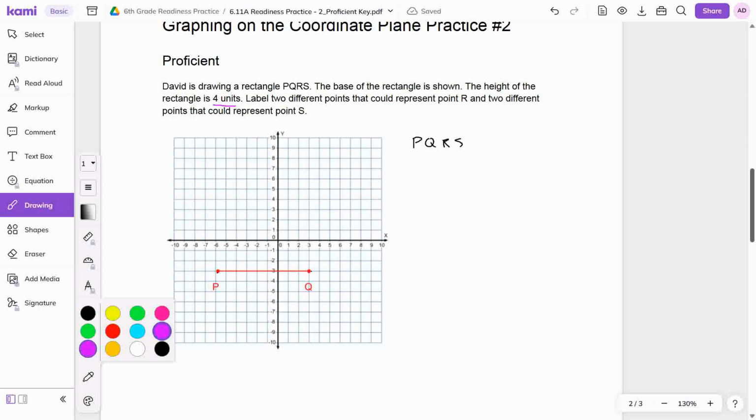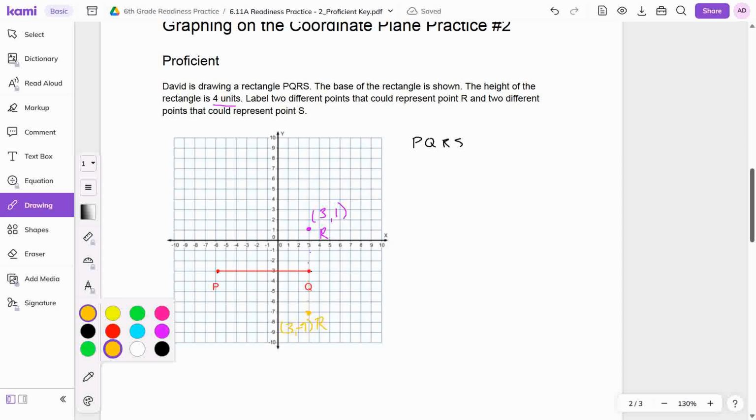So PQ, if the height is 4 units, and if this is the base, well, I can go up 4, right? I can go 1, 2, 3, 4. And this is one possible R. And I could say this is at 3, 1. What could be another R? Well, it could still be the height if it goes down. So let me use a different color for that. My Q goes 1, 2, 3, 4 down from there. And this could also be my R. I'm going to call this 3, but now my y is -7.